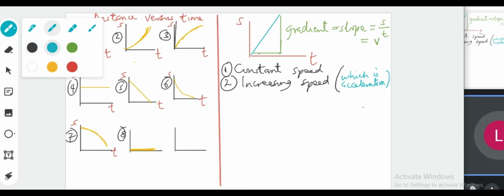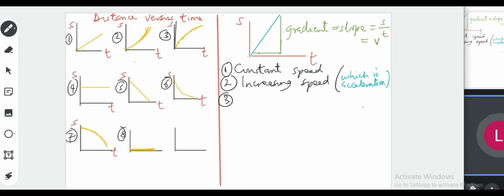Let's go to number 3. What's number 3? Decreasing acceleration? No, check it. This is distance against time, S stands for distance. It's all about speed. The slope is all about speed, so you only talk about speed. So what's happening to the slope here? This is getting less steep now.